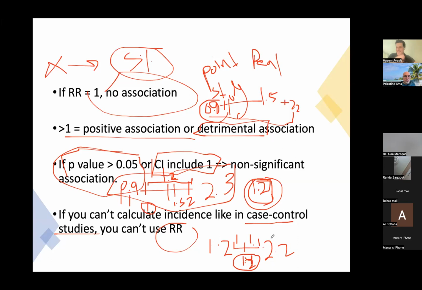This is the concept of it, where it came from. But in real life, we just look very quickly to see if it crosses 1 or not to decide if this is a significant relationship or no significant relationship. So I hope this explained the confidence interval. I know it's a very complex concept, but this is how they came up with it.